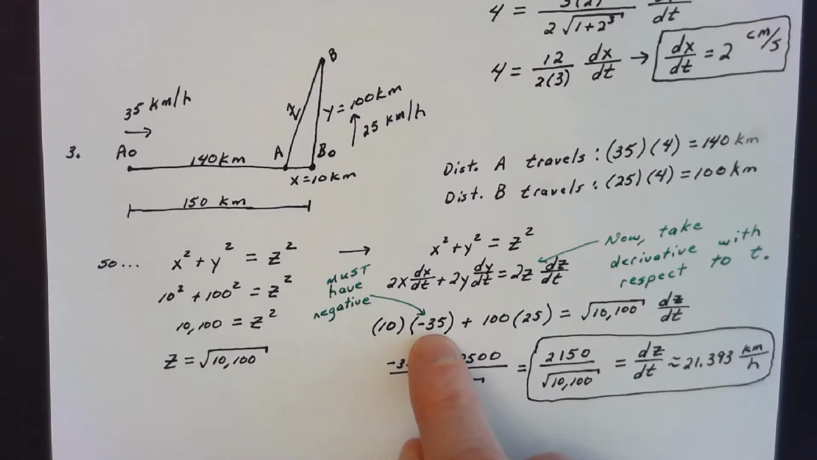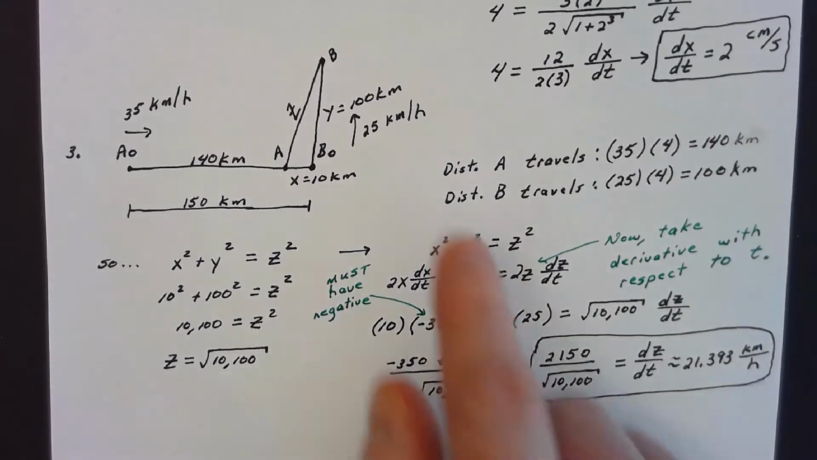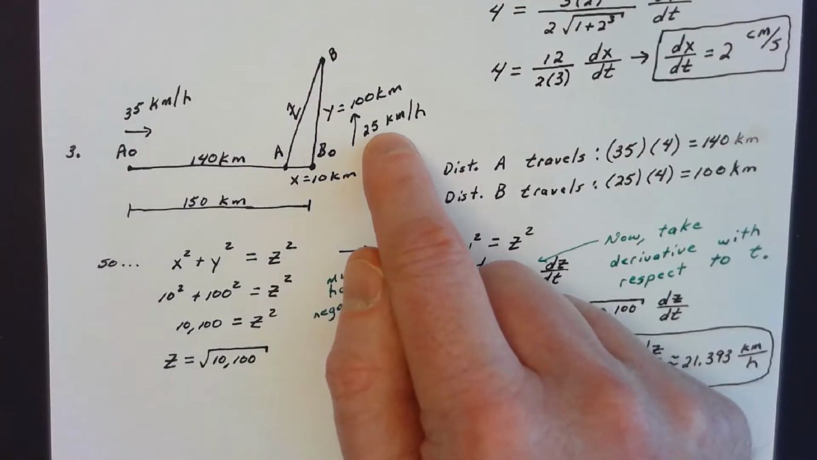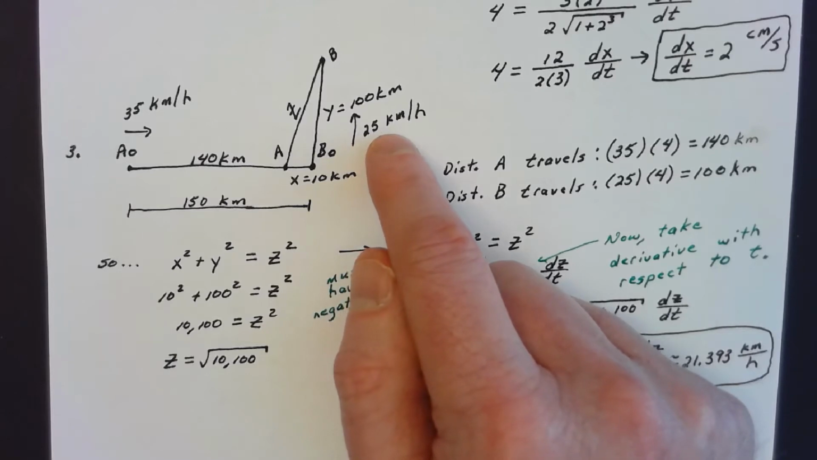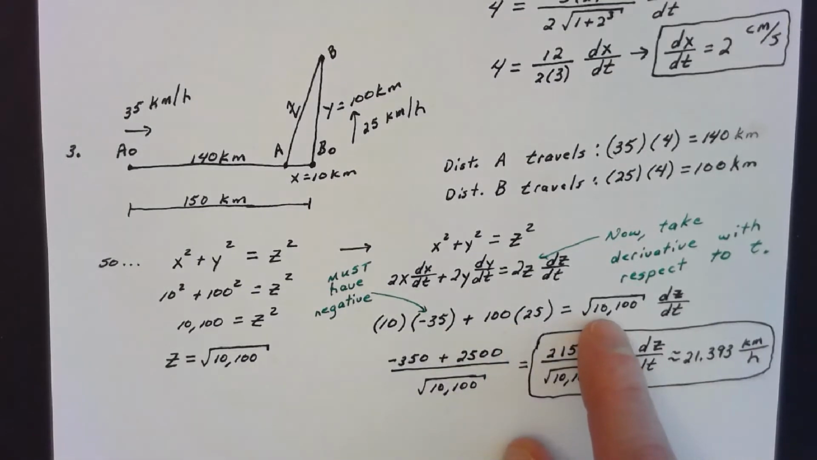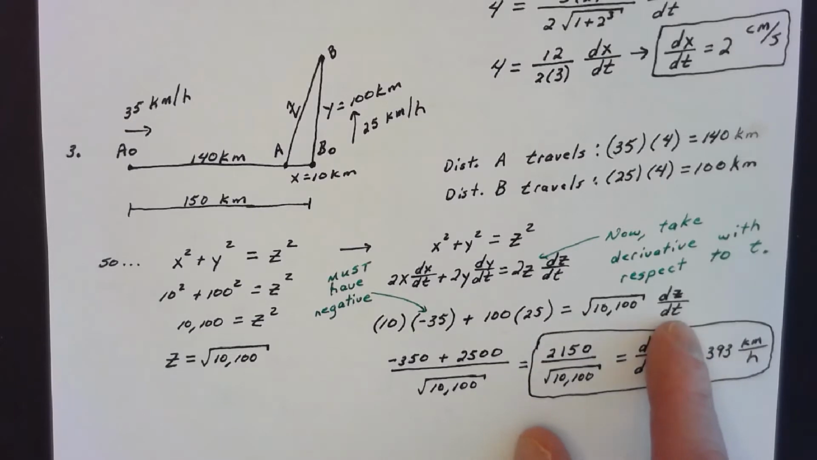That's the most common mistake I see students make in these problems, not putting the correct sign for the derivative when they plug it in. Now, my y variable, clearly that's 100, and I don't have to worry about the sign of dy/dt. It is increasing the distance of that 100 at 4 p.m., so it's a positive 25. On my other side, I put my z, the square root of 10,100, times dz/dt, which is the goal of the problem.